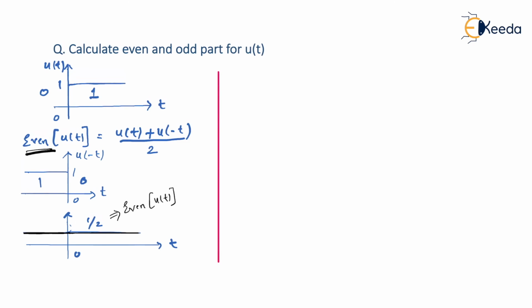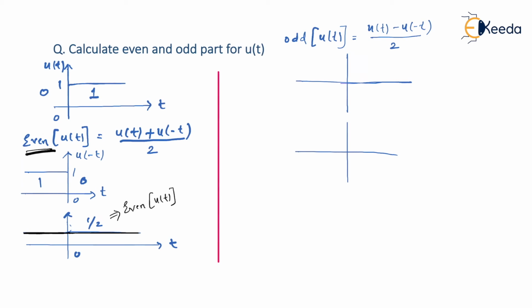Let us go on calculating the odd part of u of t. We have the formula: odd part of u of t is u of t minus u of minus t, whole divided by 2. That is, x of t minus x of minus t, whole divided by 2. First of all, let us take the first component, which is u of t. This is what we call u of t, which is 1 for t greater than 0. For t less than 0 it is 0.